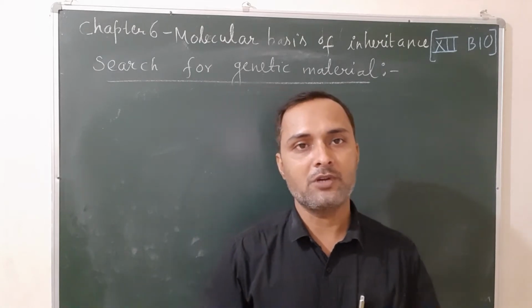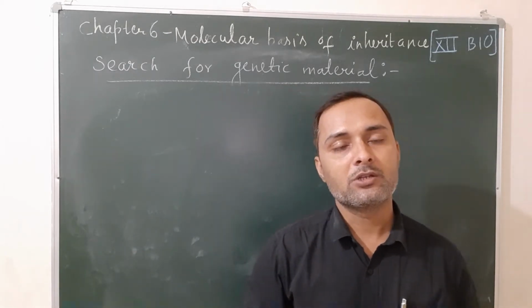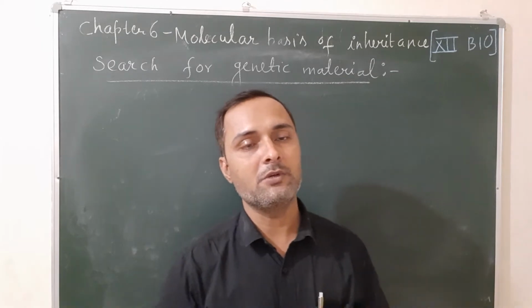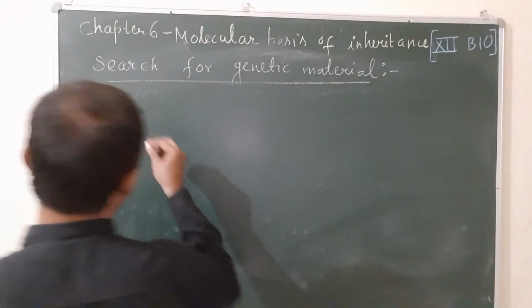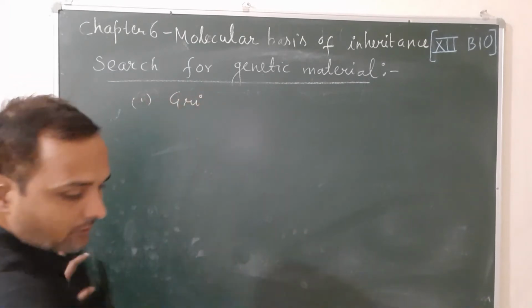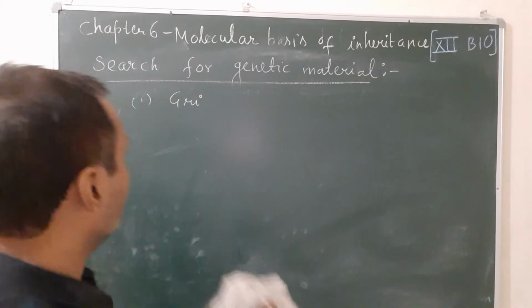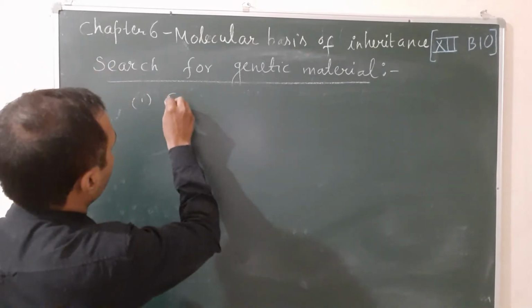Let's see one by one the Griffith experiment and the Hershey and Chase experiment. In this class, we will discuss the Griffith experiment in detail. First, the Griffith experiment. His full name is Frederick Griffith. He did his experiment in the year 1928.